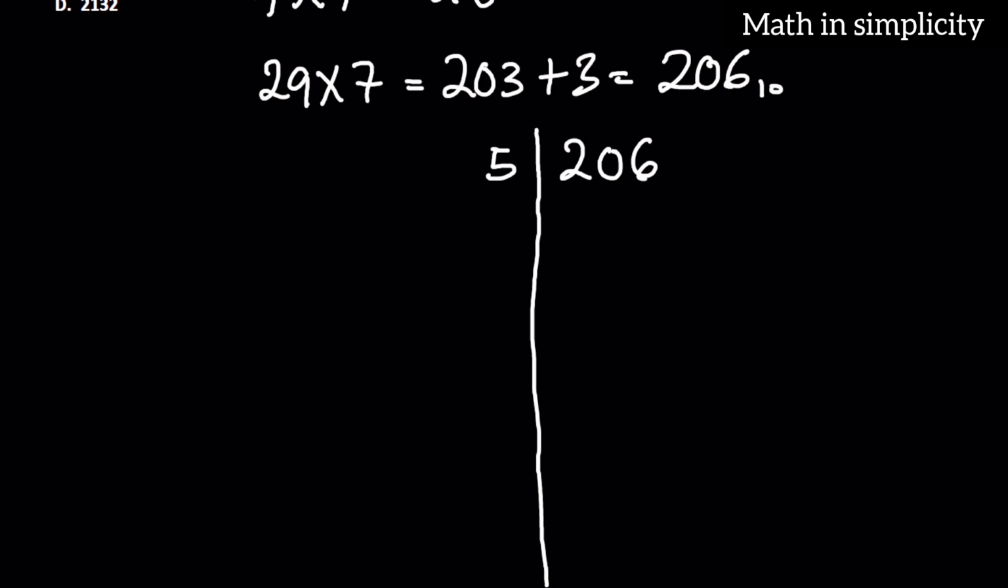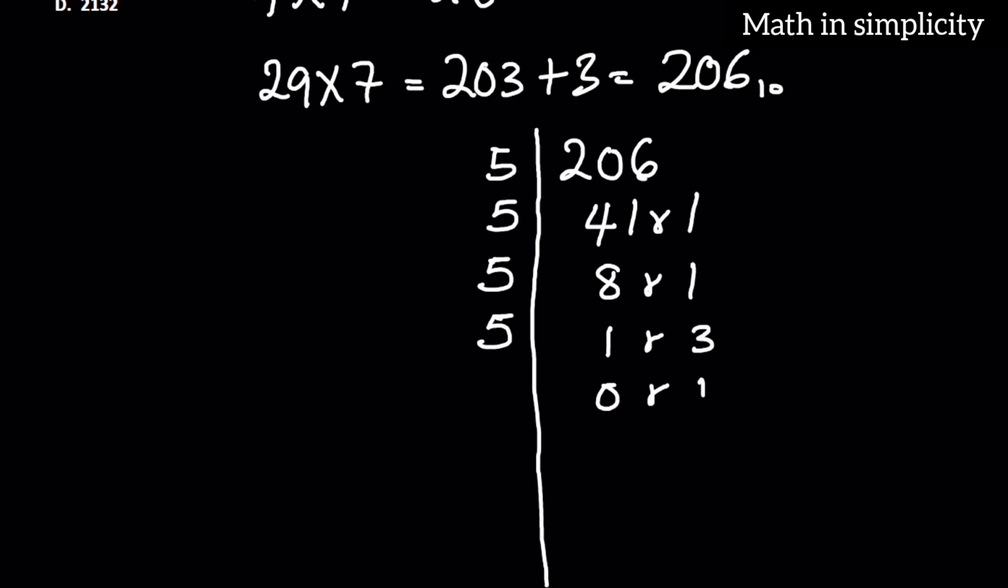So let's divide. 5 cannot divide 2, so we take 20. 5 into 20 is 4. 5 into 6 is 1, remainder 1. You keep the remainder there. 5 into 40 is 8, remainder 1. 5 into 8 is 1, remainder 3. And then 5 into 1 is 0, remainder 1. As usual, we take our answer from bottom to top.